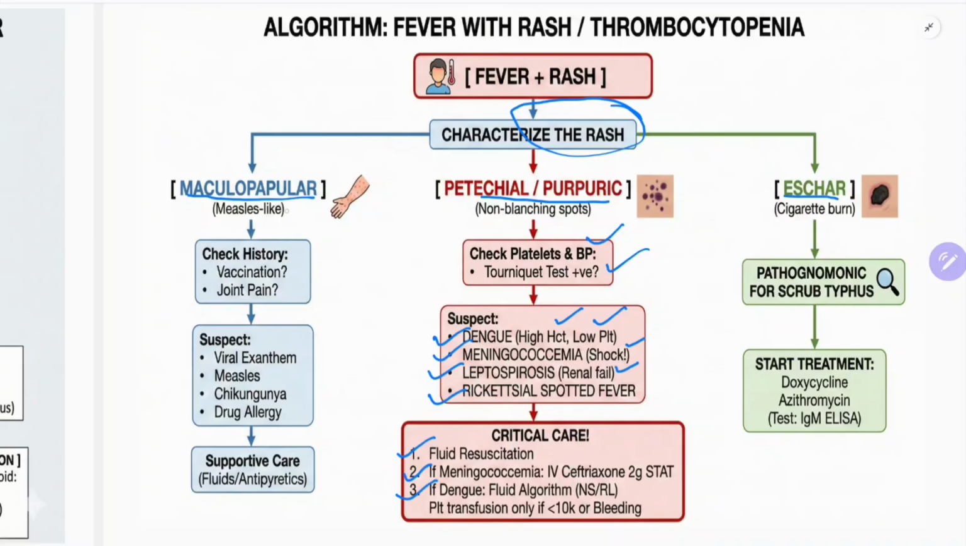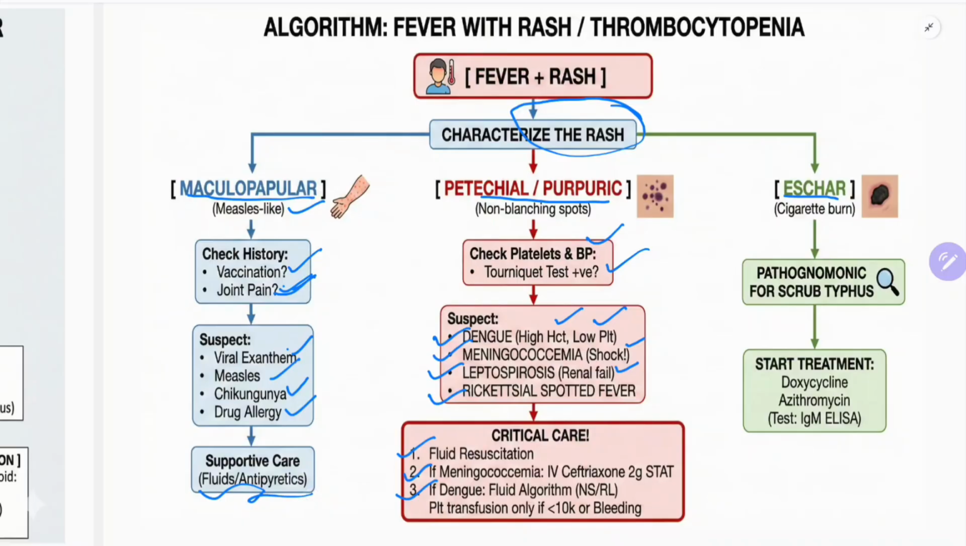Now, if maculopapular rash, measles-like rash, then check history for vaccination and joint pain. Why joint pain? Joint pain is a feature of chikungunya. Okay. Then suspect viral exanthem, measles in children, chikungunya, and drug allergy. Give fluids and antipyretics.